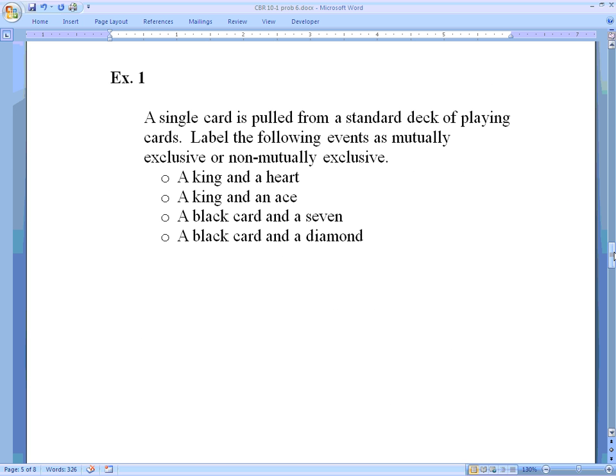So going to our definition of mutually exclusive, I have a simple little example here. If we have 52 cards in a deck, a standard playing card deck, a single card is pulled from a standard deck of playing cards. Label the following events as mutually exclusive or non-mutually exclusive. So a king and a heart. Can I pull out a single card that's a king and a heart? Well, as we know, there's four suits. Each suit has a king. One of the suits is hearts. So yes, there is a king and a heart. That is possible, so that would be not mutually exclusive. If they're mutually exclusive, it couldn't happen at the same time, and this can.